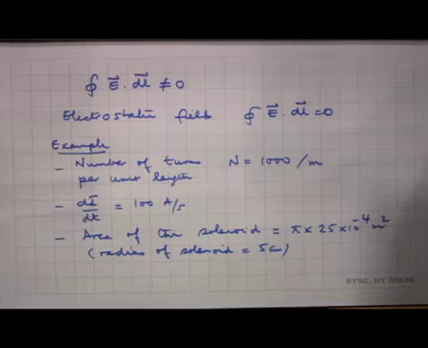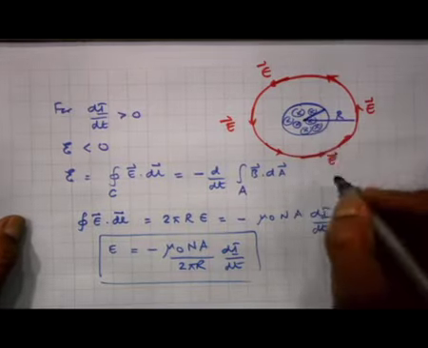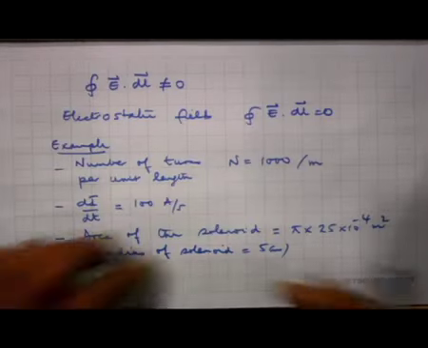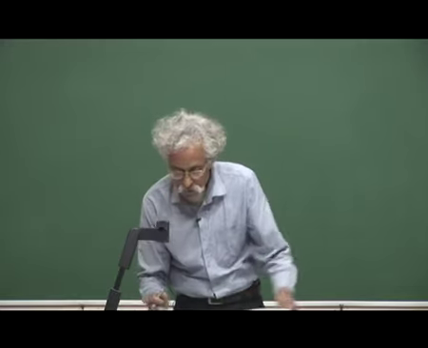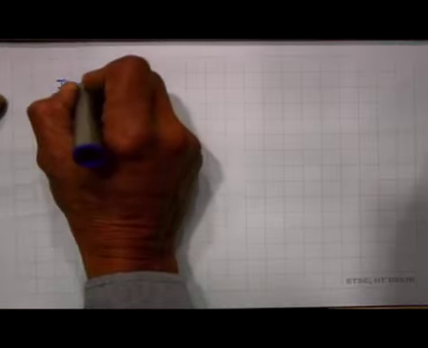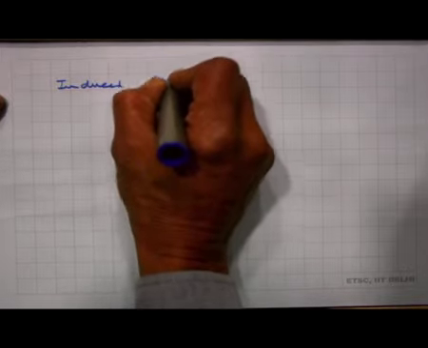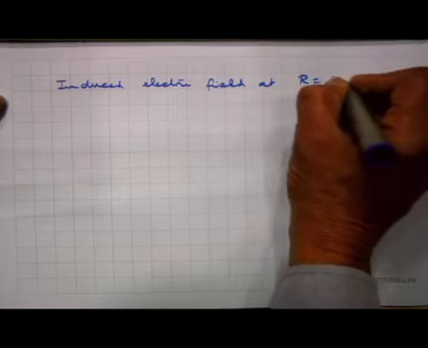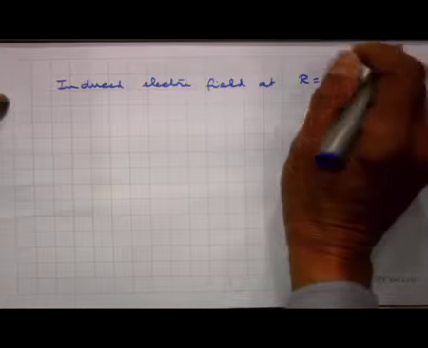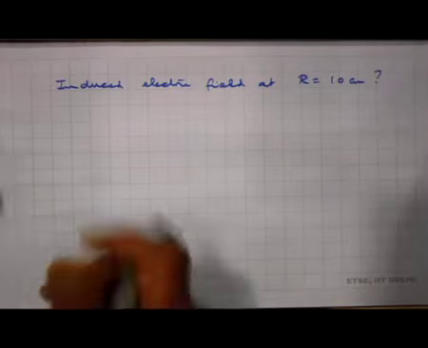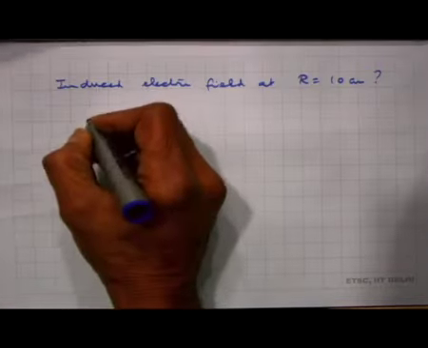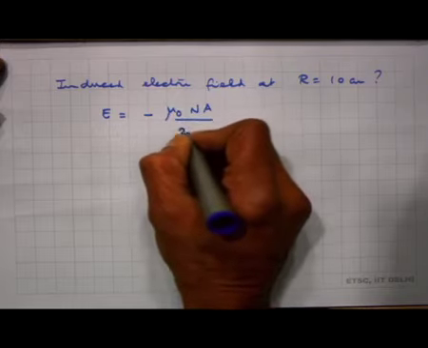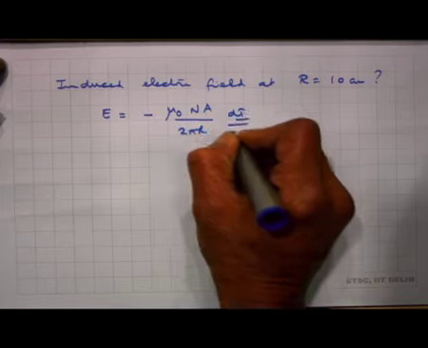So, this radius is 5 centimeters, and I want to calculate at a distance of 10 centimeters from the center of the solenoid. So, I want to calculate what is the induced electric field at r equal to 10 centimeters. So, I want to use this equation which we have derived. This is the equation. So, let me rewrite it again here. E is equal to minus mu naught n times A by 2 pi r di by dt.